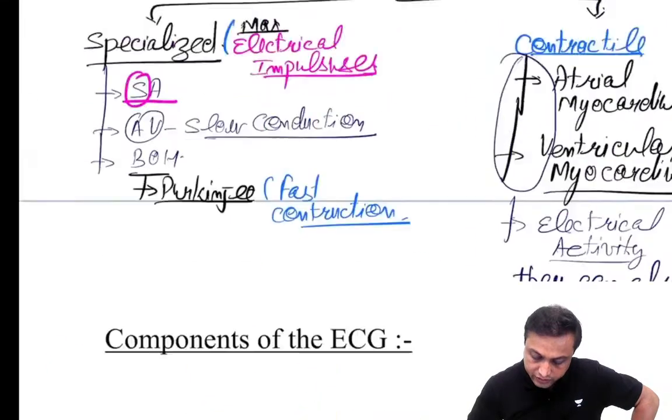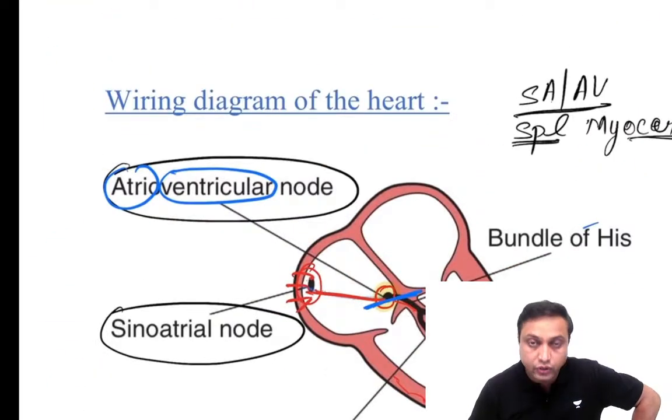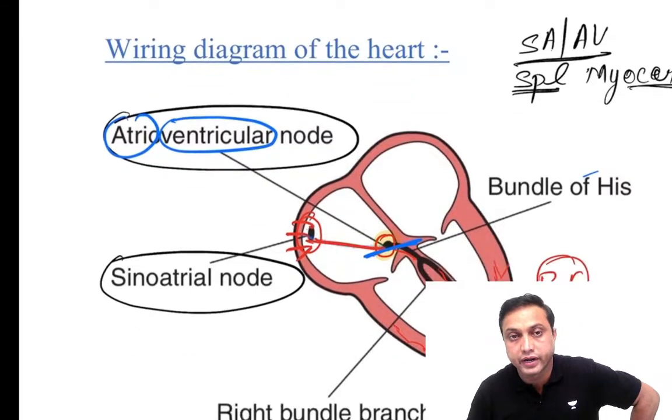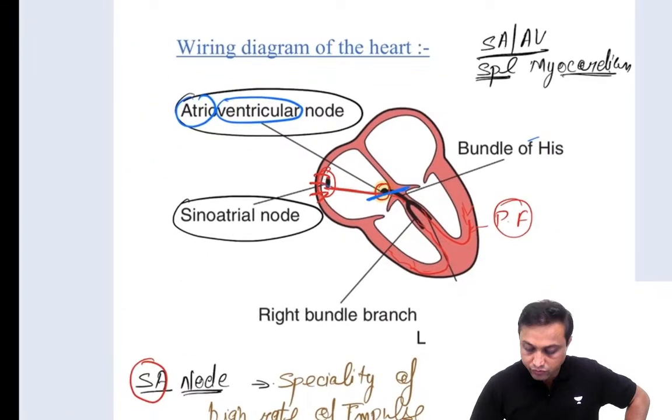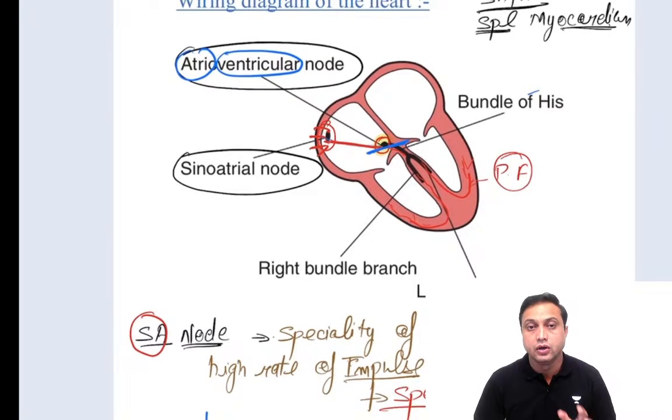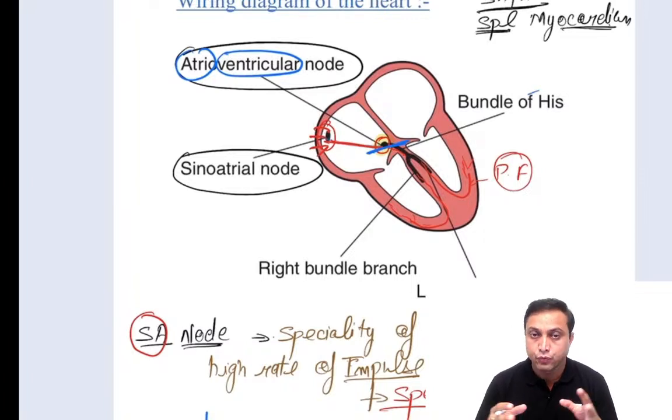So now let's quickly revise what we have done till now. We have discussed all the important things of the ECG, which I am going to take from the wiring diagram of the heart. First, we discussed the basic wiring diagram of the heart. From where was the impulse starting? The impulse was starting from the SA node and traveling to the AV node, then going into the bundle of His, then reaching the Purkinje fibers.